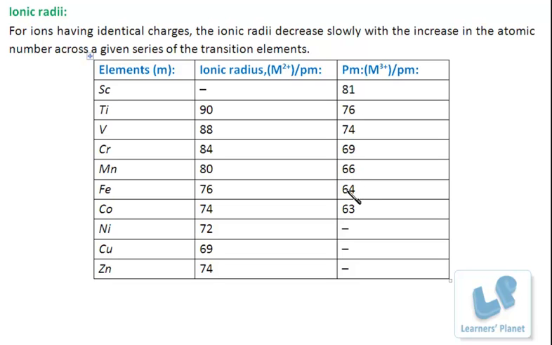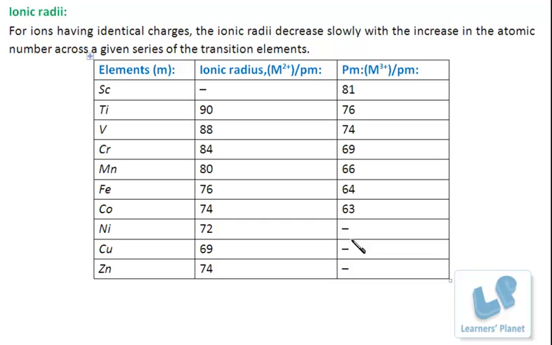So do remember one thing, that the atomic radii or ionic radii decrease due to the increase in effective nuclear charge. And in this case, due to the pairing of electrons in the d orbitals, the screening effect is increasing. So the increase in screening effect and increase in nuclear charge are balancing each other, and so the radii is almost constant.